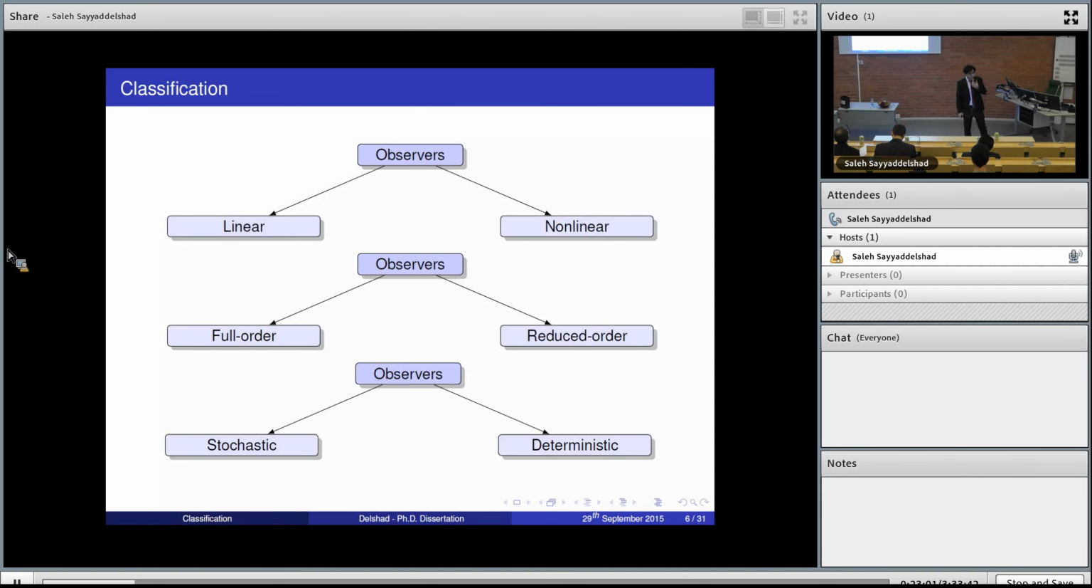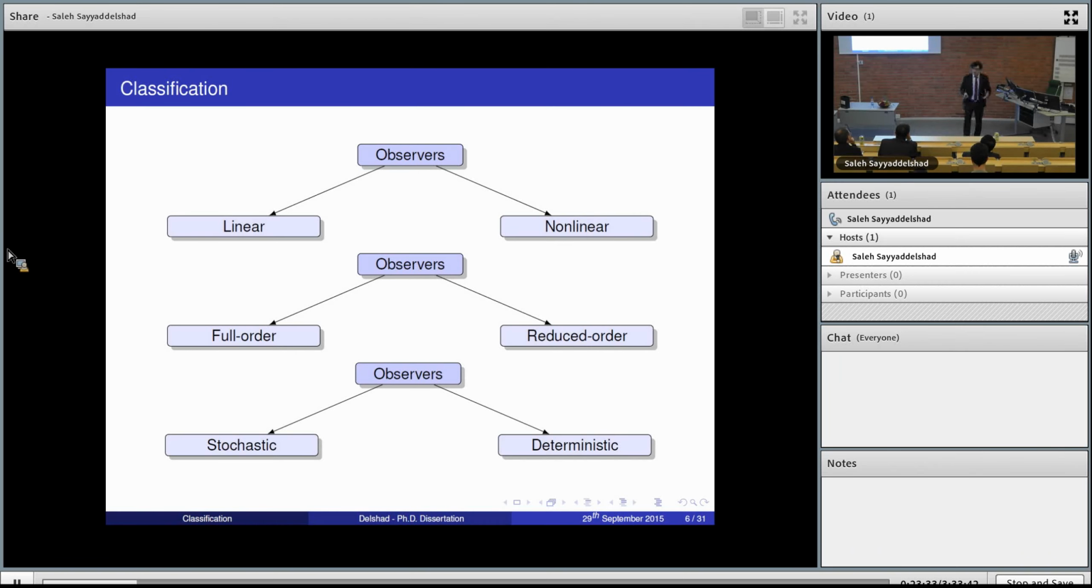Observers can be classified from different perspectives. Observers can be linear or nonlinear. Based on what we, the designer, are interested in, we can be interested in the entire state vector, like the previous example I showed you, the position and the velocity of the mass. Or in case of having a perfect measurement of the first state, which was position, I'm just interested in the second state. In that case, we can go for reduced order observers.